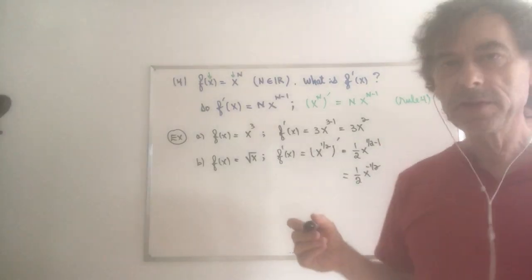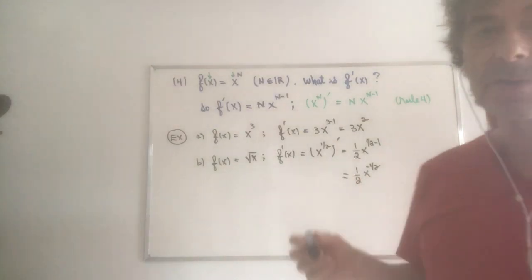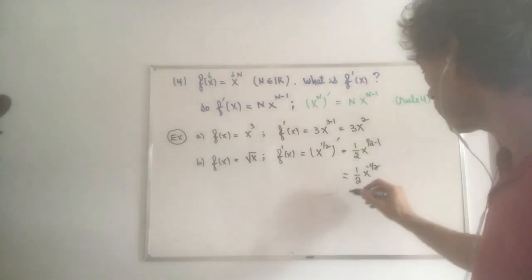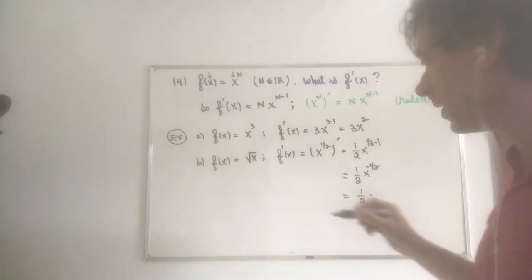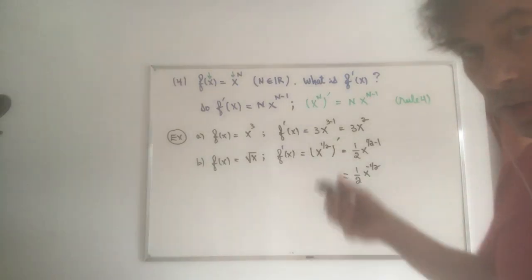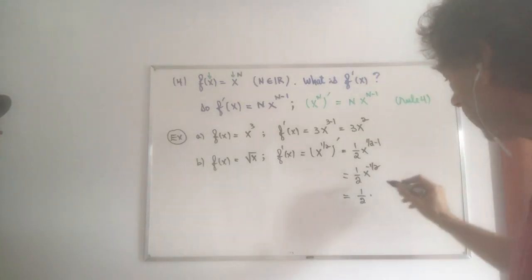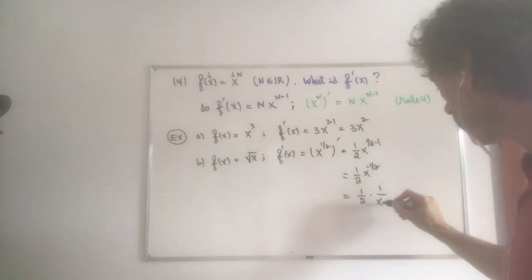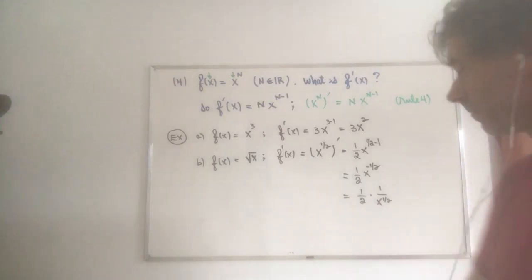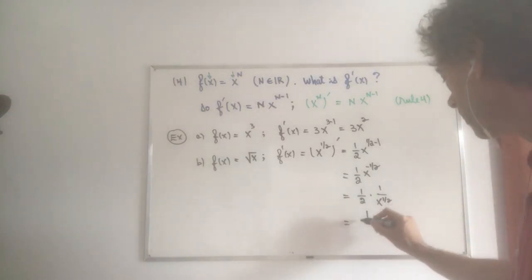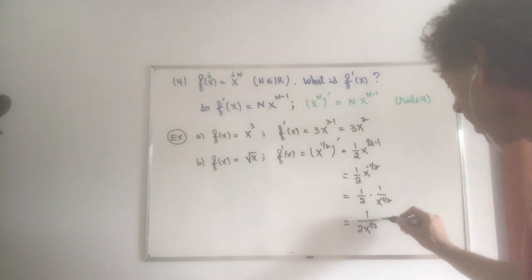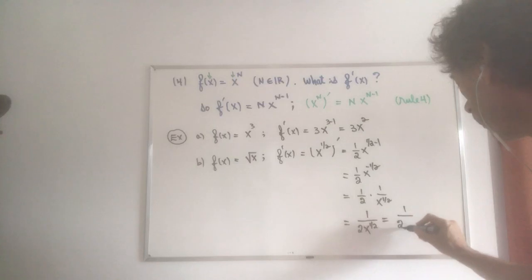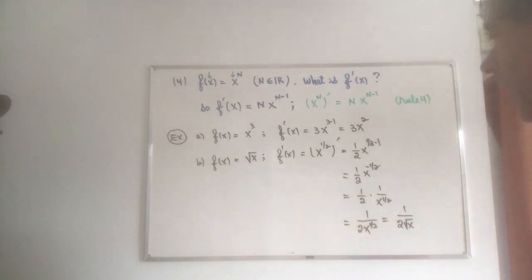Now in this course we're going to take the good habit to not leave answers with negative exponents. We've seen that in the rules of exponents in the review video number 1. x to the minus 1/2 is 1 over x to the positive 1/2. So I can write this as one single fraction, 1 over 2 x to the 1/2, or 1 over 2 root x.